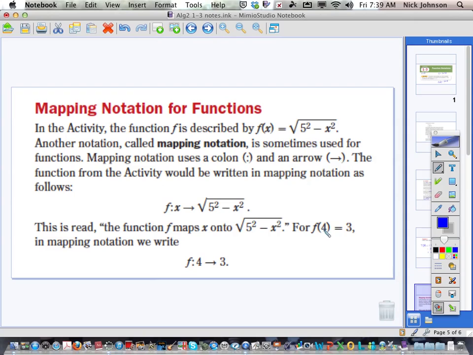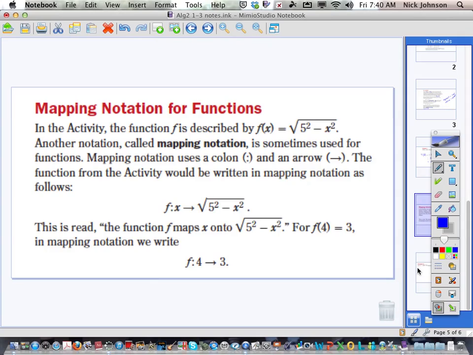For f of 4 equals 3, in mapping notation we write f: the function f maps 4 onto 3. Okay, the arrow stands for onto. The function f maps 4 onto 3. So 4 would be our argument, 3 would be our value. Four would be our input, 3 would be our output.